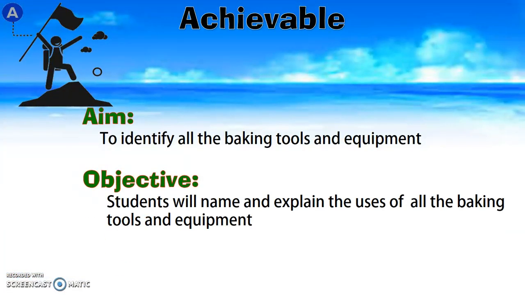Next, we need to make your objectives achievable. If we are trying to teach students to identify all the baking tools and equipment, we can say, students will name and explain the uses of all the baking tools and equipment. This will definitely help and force them to identify all the baking tools and equipment and be able to explain their uses. But it is like climbing a mountain in one go.